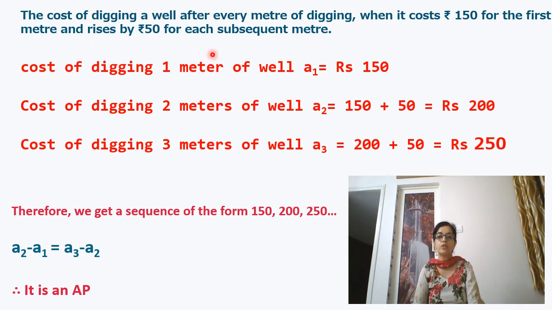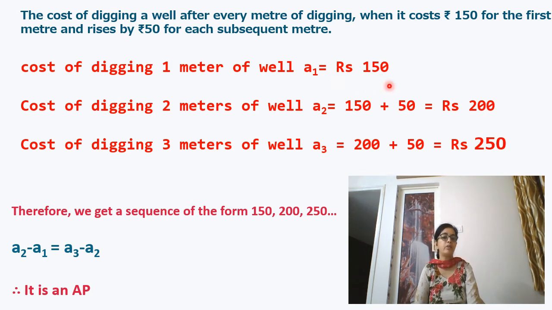And let us move to the situation in the question. The cost of digging a well after every meter of digging, when it costs rupees 150 for the first meter and rises by rupees 50 for each subsequent meter. So on applying this condition given in the problem, we are going to find whether it is an AP or not. Now, the cost of digging the first meter in the well is A1. This will be our first term, A1, and that is equal to rupees 150.